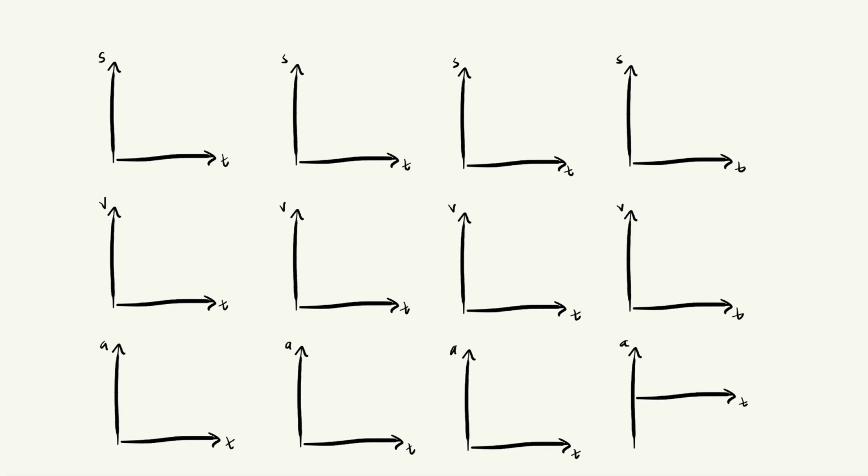Now let's look at motion graphs. There are 3 types we're going to work through: displacement time graphs, velocity time graphs, and acceleration time graphs. For each of these 3 graph types, we're going to examine the same 4 motion scenarios: a stationary object, an object moving at constant velocity, an object undergoing constant acceleration, and an object undergoing constant deceleration.